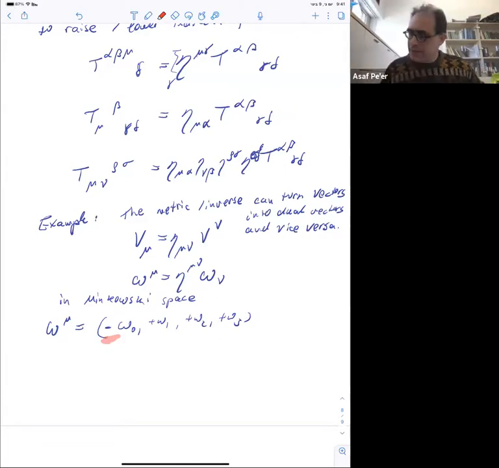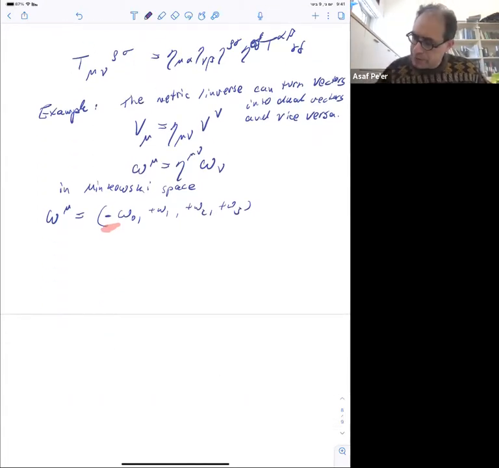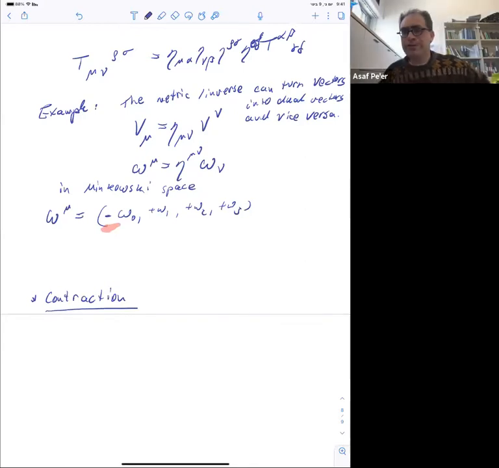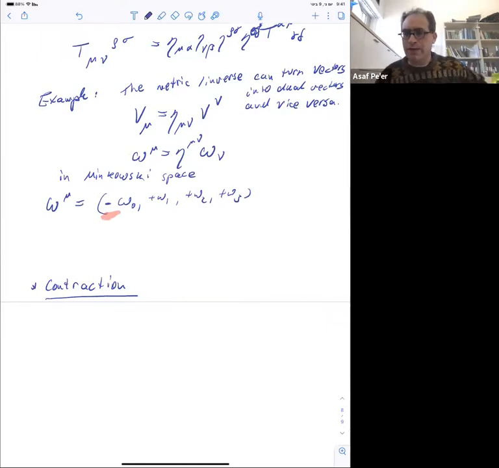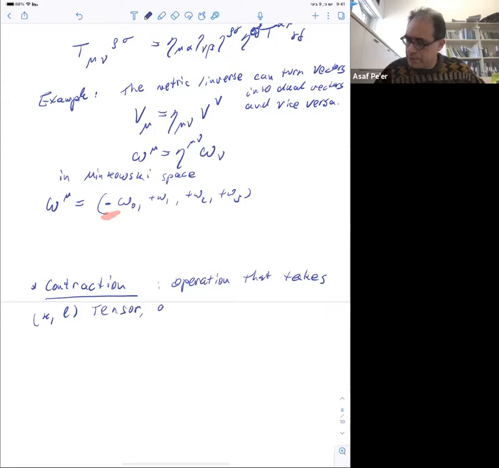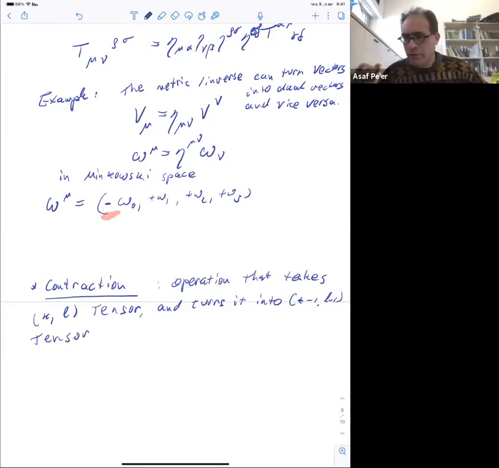Okay, another thing which we can do with tensors is what's called contraction. It's an operation which takes a K L tensor and turns it into a K minus 1 L minus 1 tensor, by simply summing over one upper index and one lower index.